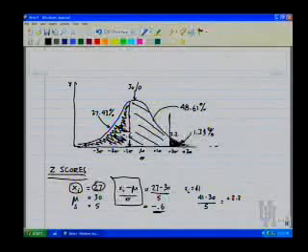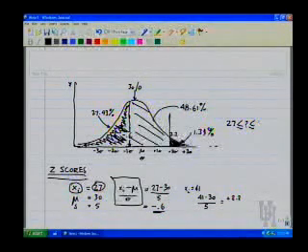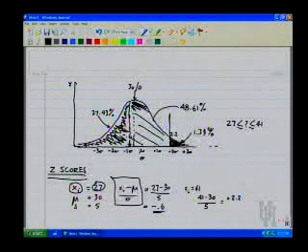Let me ask you a third question. What proportion of all of the scores are between 27 and 41? What proportion of all scores are in this now shaded area?